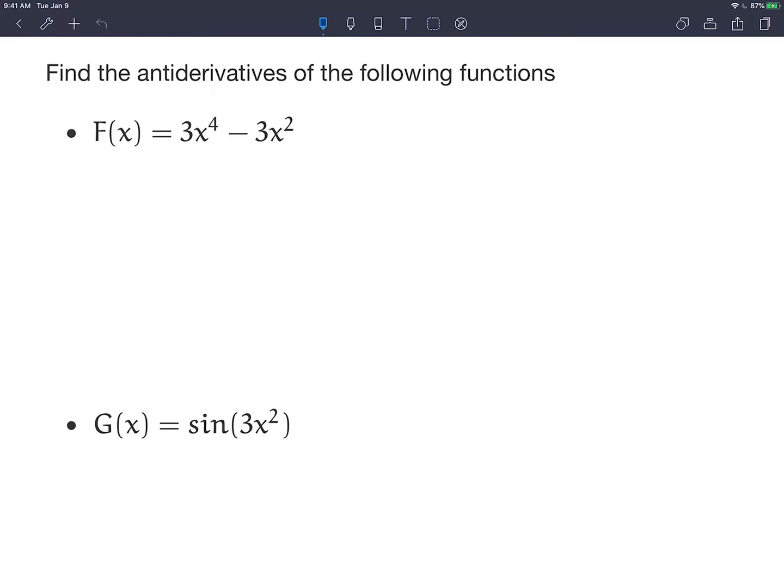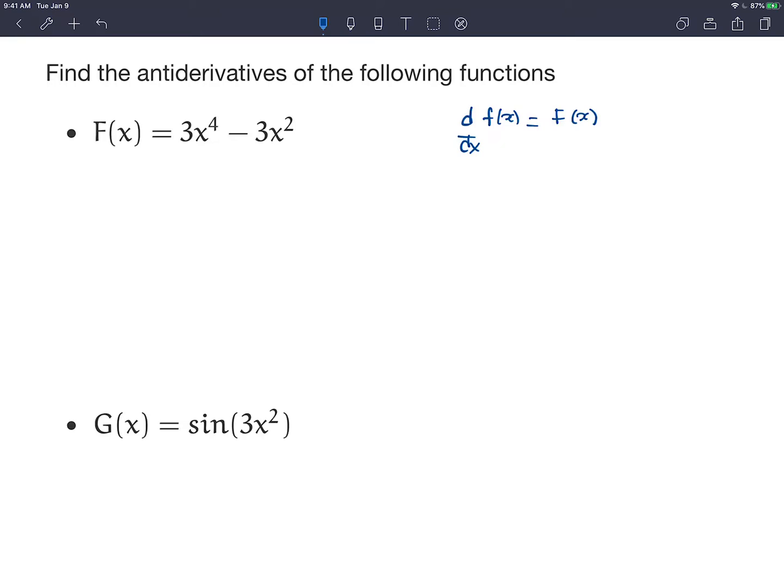What we're looking for is to find a function little f of x where, if I took the derivative of that function, I get this big function F of x that was given. So basically, that's what's called an antiderivative. We're finding the opposite direction. We're going to find a function whose derivative is the function that was given.